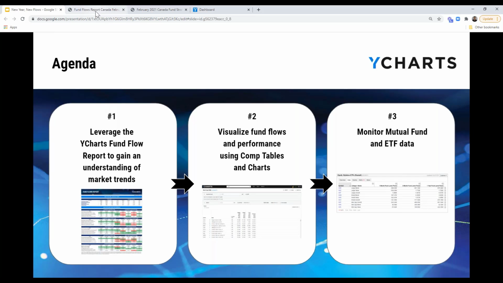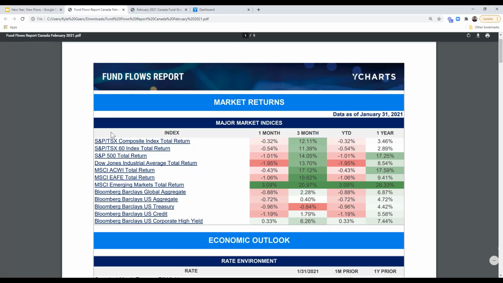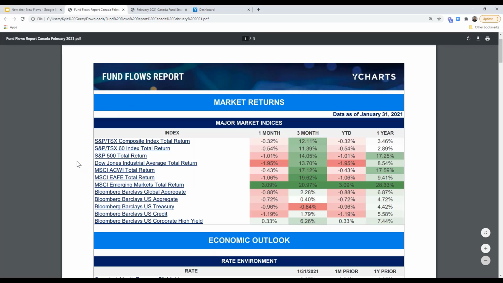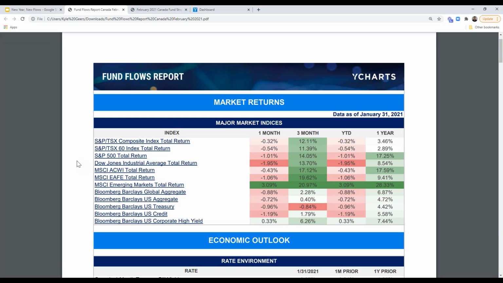All right, so let's go ahead and take a look at the fund flow report. And this is our traditional fund flow report. We'll start out with the original beloved YCharts fund flow report. And for those unfamiliar with it, you're going to want to make it a priority to review it on a monthly basis as it provides extremely valuable information and insights.